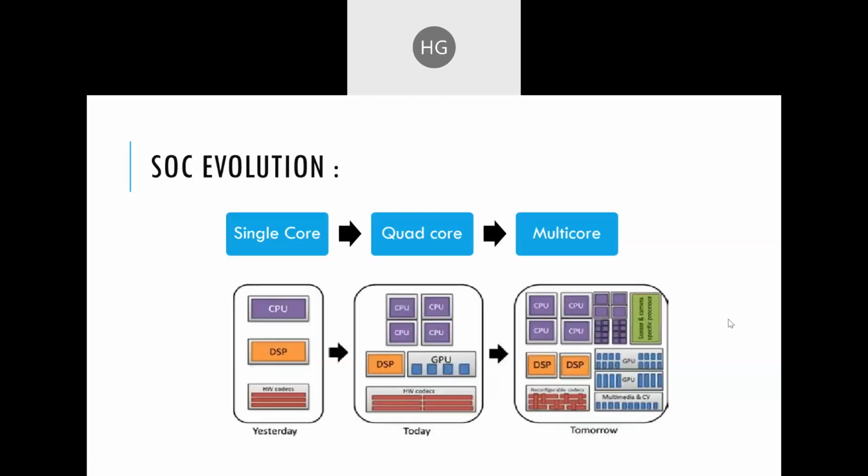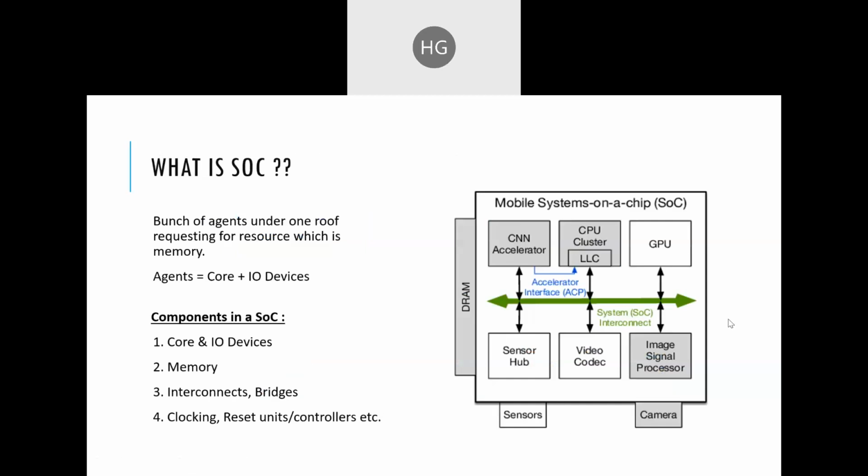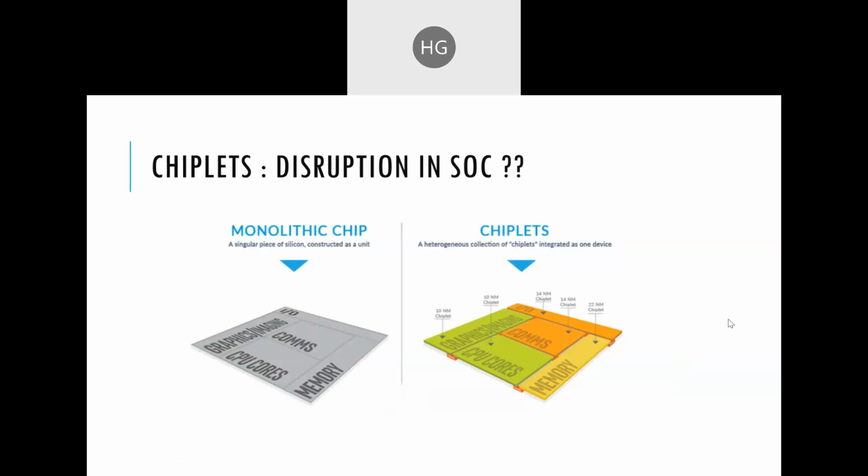An SoC is basically a bunch of IPs integrated on a single die, or a single substrate, on a single platform. Now, if you go to chiplets, what are chiplets? This is currently in trend, these chiplet products, because very advanced interconnects are there and the packaging technology has improved. That's why projects are now having chiplets.